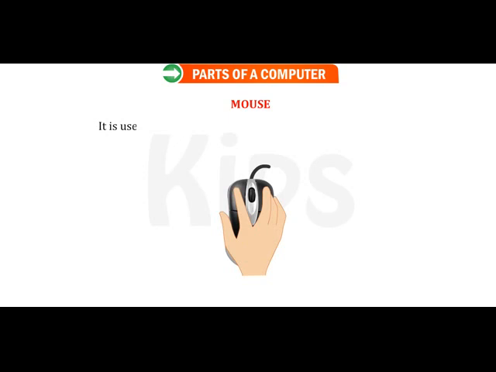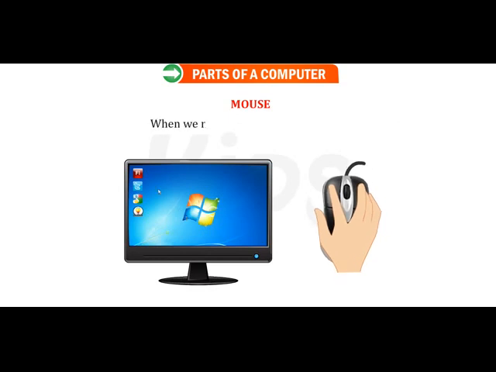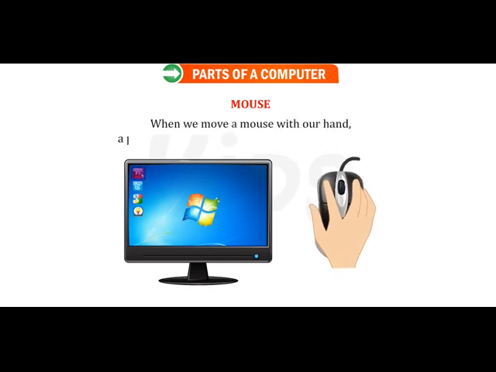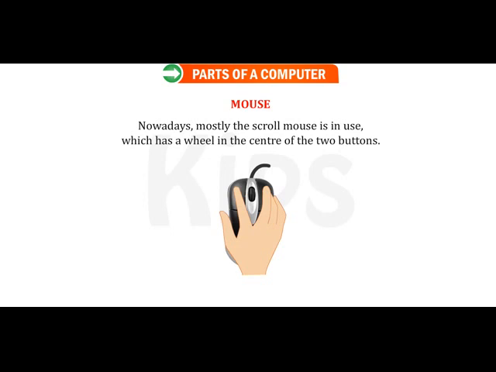It is used to point, select and move any object on the screen. When we move a mouse with our hand, a pointer on the screen moves in the same direction. It also helps to draw pictures. Nowadays, mostly the scroll mouse is in use, which has a wheel in the center of the two buttons.